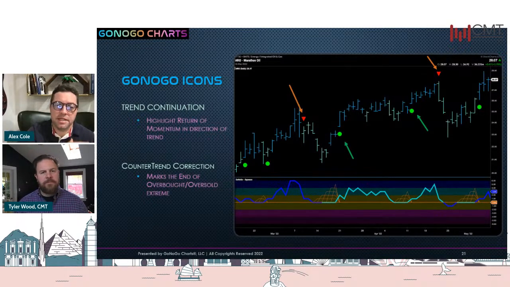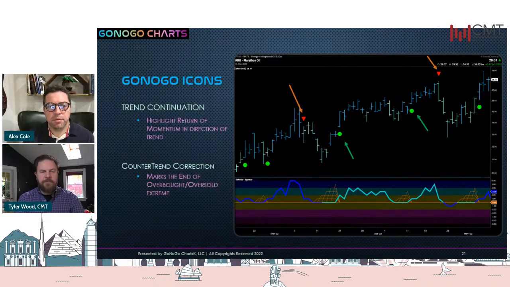So if momentum has become overbought in an uptrend, then we want to know when that cools off, because that gives us that idea of mean reversion in the short term that price may struggle to go higher. Remember, momentum is price velocity, and if it's swung really quickly in one direction, we may well see a pause or a consolidation or some kind of counter trend correction. So we're going to put those on the chart as well.